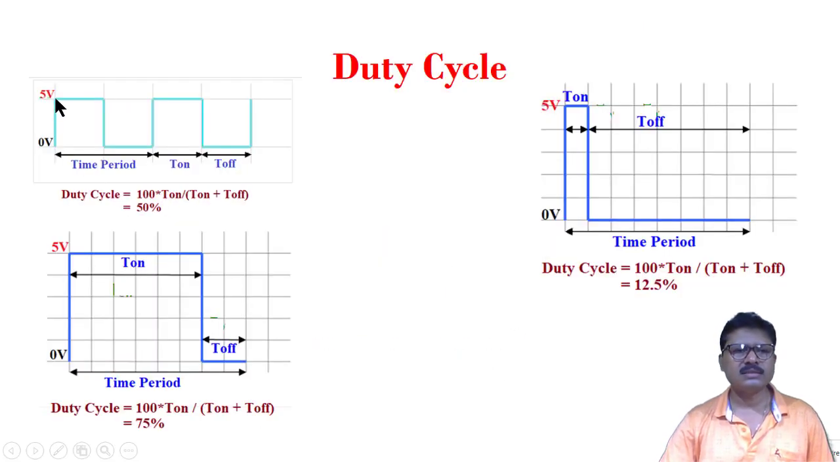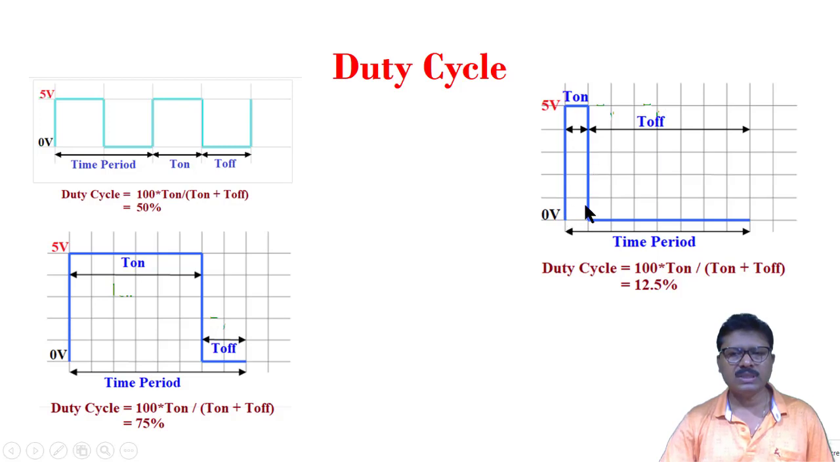So here in this case, this is the on time, this is the off time. So on time is equal to off time. So on time divided by total time is equal to 50%. This is a different example. In this case, the on time is higher and the off time is very small. On time is 6 and total time is 8 units. So 6 divided by 8, that is 75%.